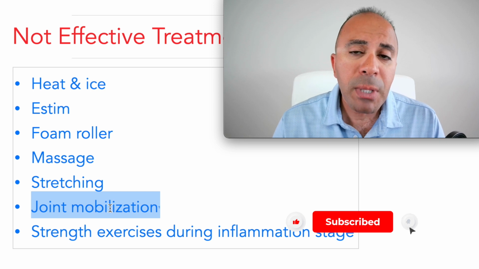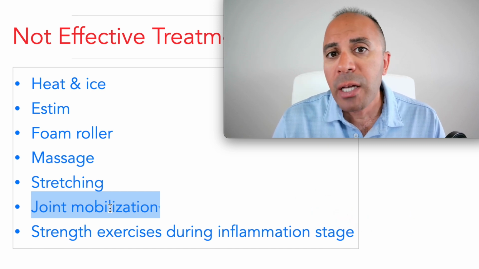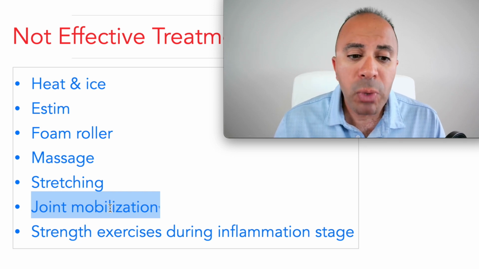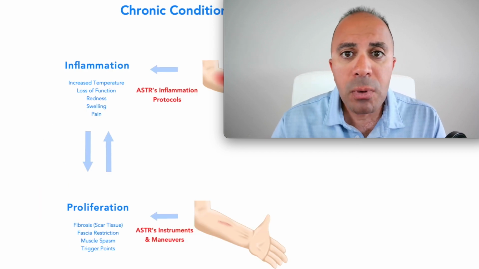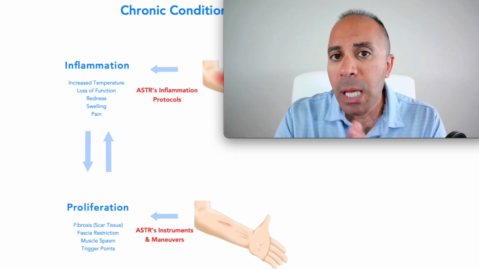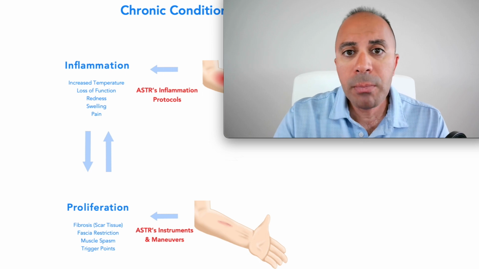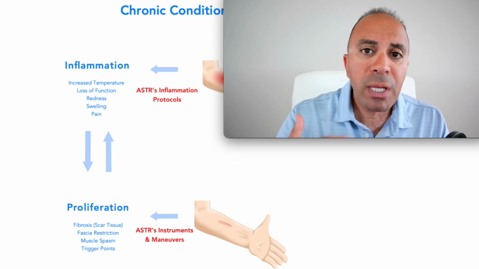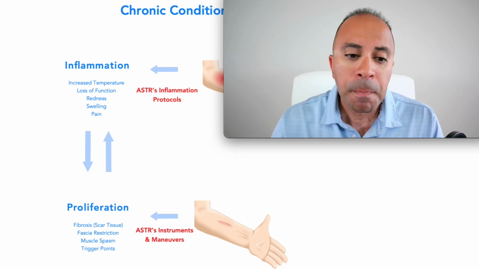The other thing that's been used by healthcare providers like chiropractors, occupational therapists, and physical therapists is joint mobilization. But when we look at the normal healing cycle, you have inflammation, you have scar tissue, fascia restriction. When you move the joint, that's not going to have a big effect on the problem. And based on the studies, joint mobilization either provides short-term pain reduction or no pain reduction.